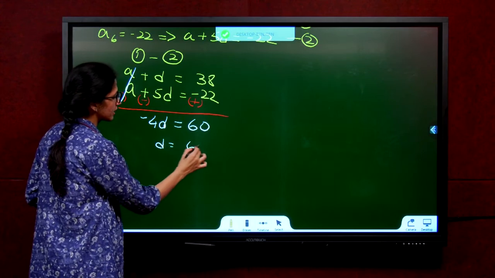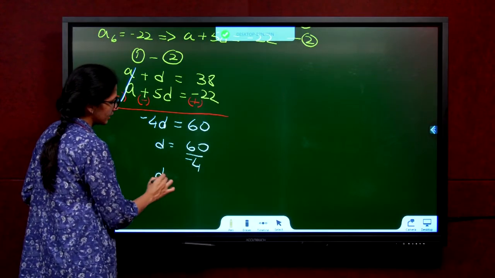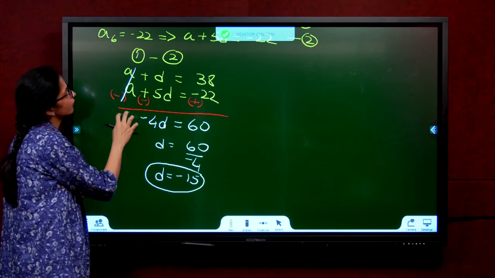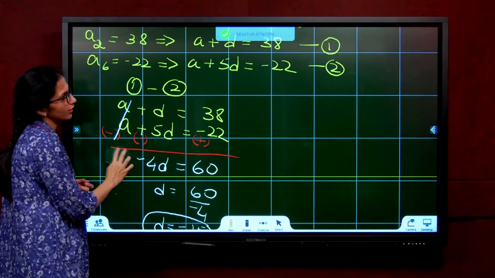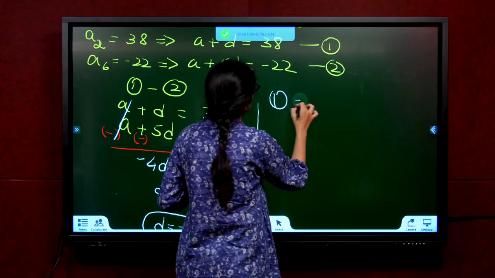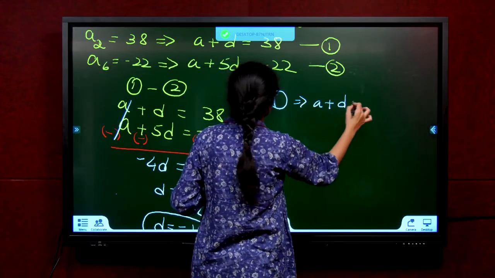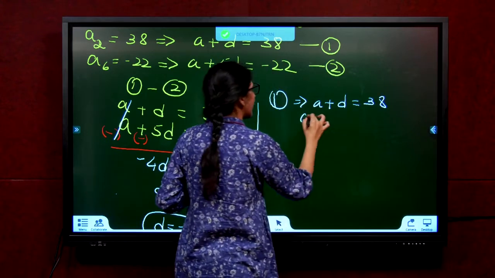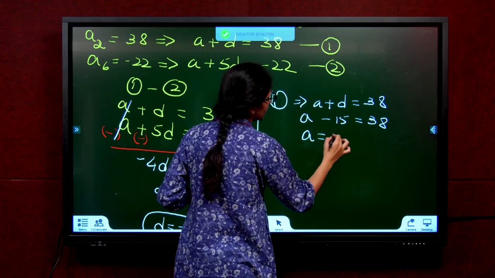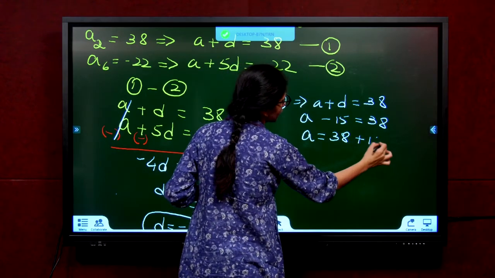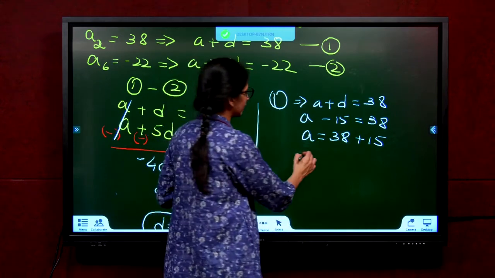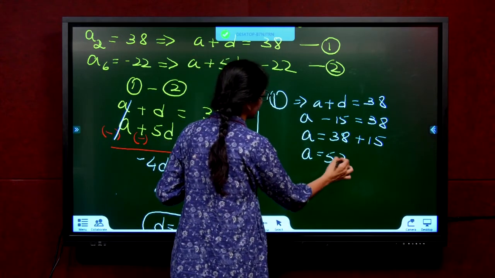D is equal to 60 by minus 4. D is equal to minus 15. So once you get the value of D equals minus 15, you can get the value of A using any equation. I am using equation 1. A plus D is 38. A minus 15 is 38. A is equal to 38 plus 15. 38 plus 10, 48. 48 plus 5, 53. A is equal to 53.